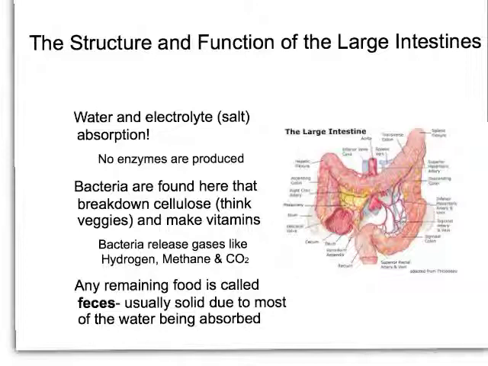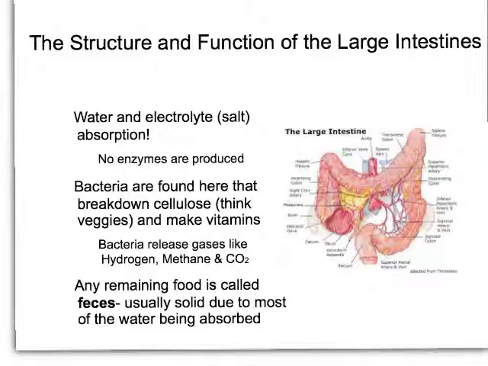So we don't have any enzymes that are produced in the large intestines. We just have a bunch of cells that are going to absorb. We have absorptive cells that are going to absorb water and salts. We have goblet cells, which are going to secrete basically slippery fluids to keep the poop kind of moving on through.